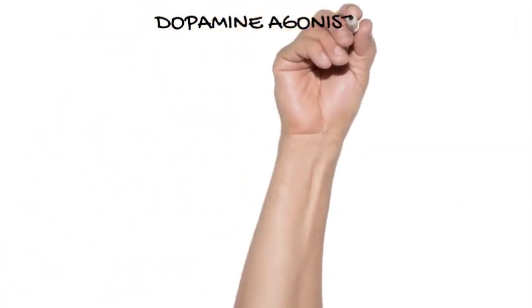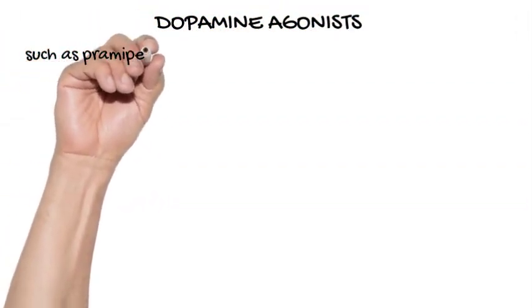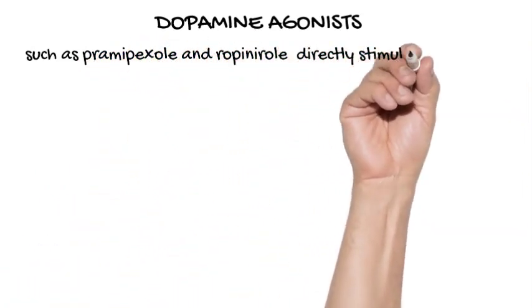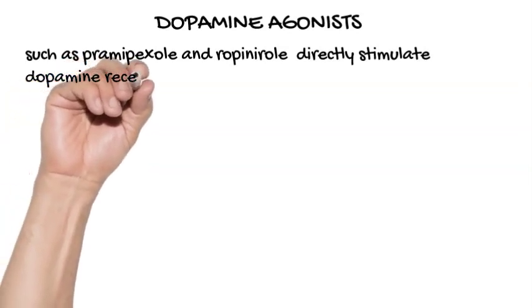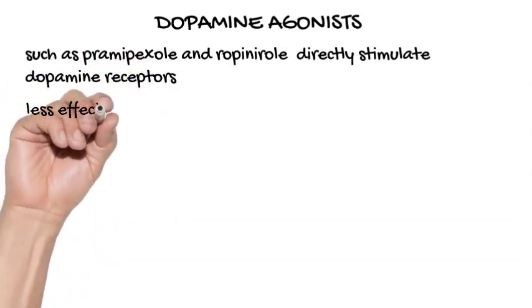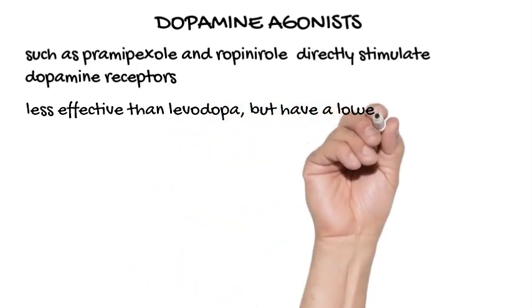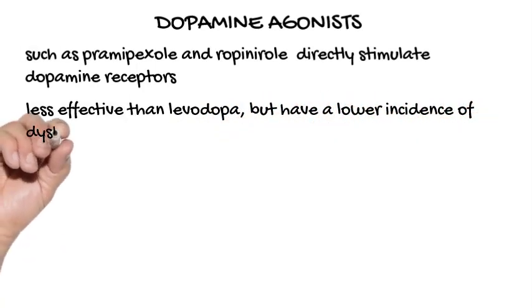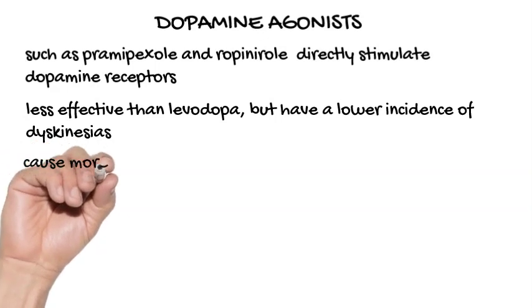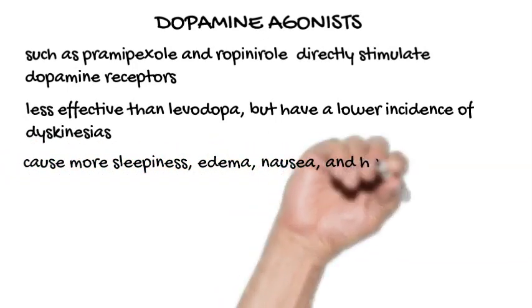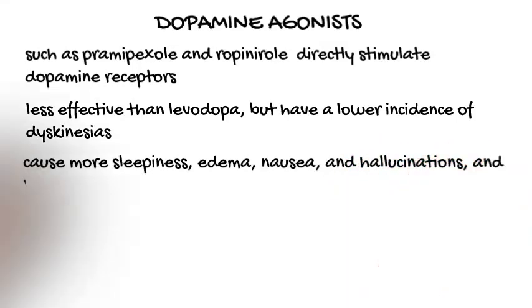Dopamine agonists such as pramipexole and ropinirole directly stimulate dopamine receptors. They are less effective than levodopa in treating motor symptoms of Parkinson's disease, but have a lower incidence of dyskinesias. Compared with carbidopa-levodopa, dopamine agonists cause more sleepiness, edema, nausea, and hallucinations, and have higher dropout rates.